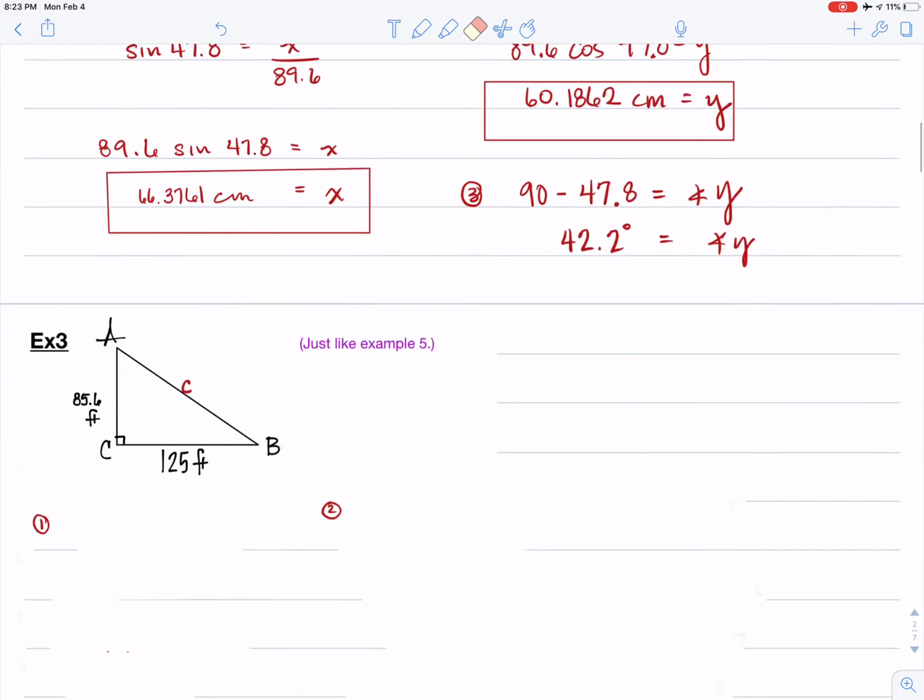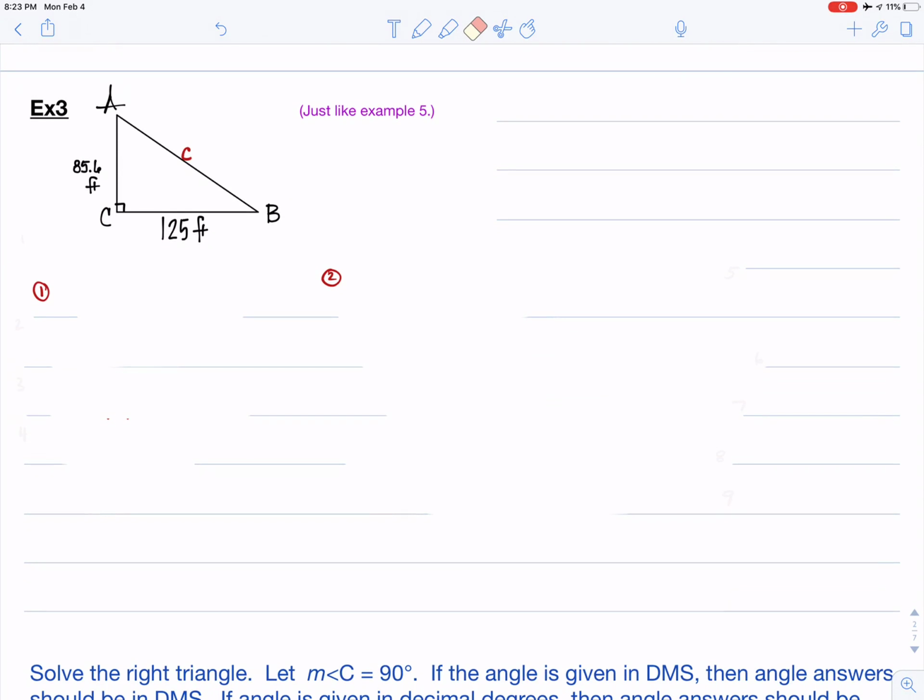The second example is going to be example number 3. For example number 3, the first thing that I notice is that I'm only missing one side. So I'm just simply going to use the Pythagorean theorem to find out what side C is. So leg squared plus leg squared equals hypotenuse squared. Do the math in your calculator. Take the square root of both sides, and you get a side C value of 151.5004.